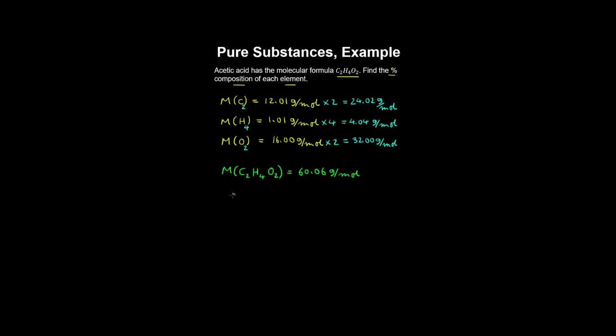And now we can obtain a percentage composition of each element by dividing the molar mass of each element by the molar mass of the molecule. So for carbon, and you can do similar calculations for hydrogen and oxygen to obtain the following results. And these should sum to 100%.